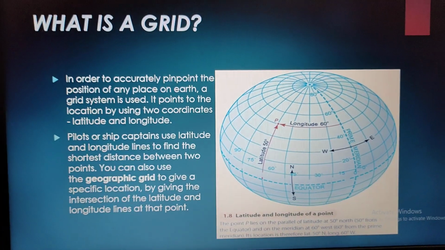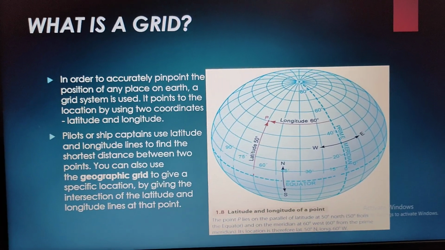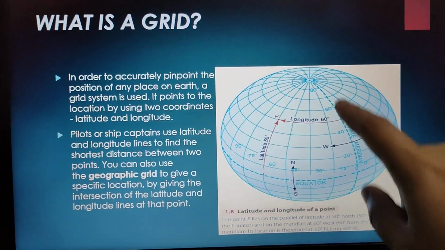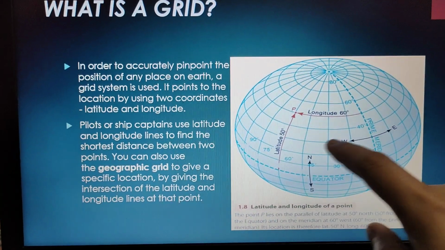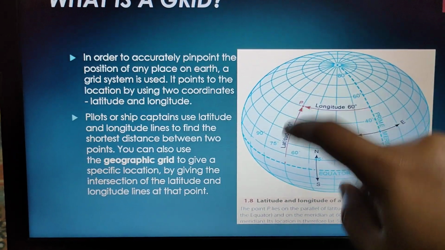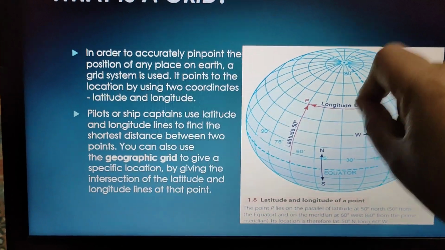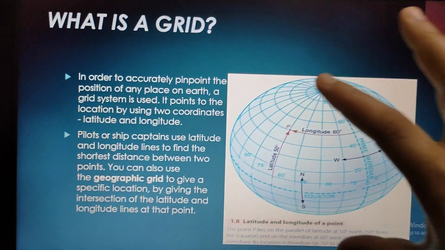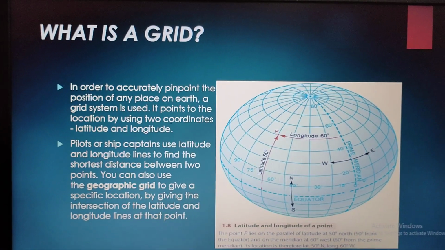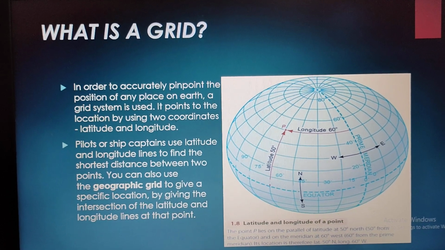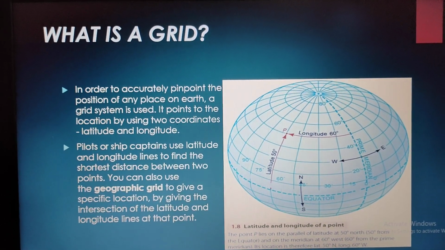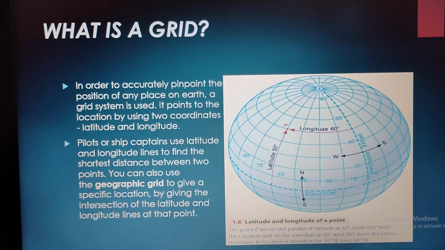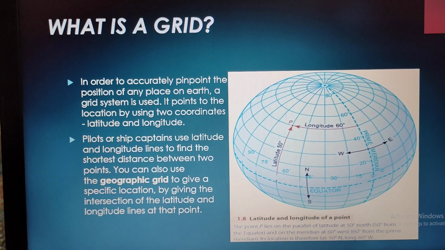Now let's see, what is a grid system first? In order to accurately pinpoint, this is the grid system, the coordinates. You have seen in your graphical representation, you do graph work, right? In graph work, you locate the position, like if it is a graph, x-axis, y-axis, right? You locate points with the help of coordinates. Similar is the grid system, and all these are imaginary lines. In order to accurately pinpoint the position of any place on Earth, a grid system is used. It points to the location by using two coordinates, latitude and longitude.